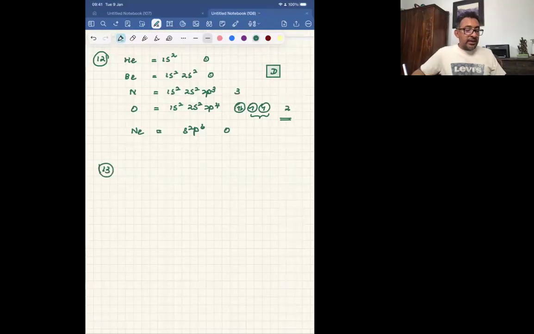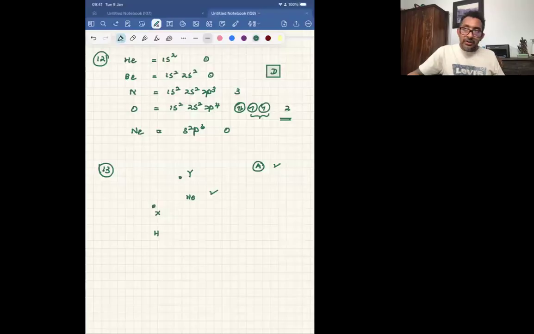Question number 13. In which of the following pairs is the first ionization energy of element Y greater than the element X? So Y should be somewhere here and X should be somewhere there. That is what you mean by that. Electronic configuration of X, 1s1, is hydrogen. 1s2 means helium. I think that's the right answer. A is the right answer. That's a good answer.